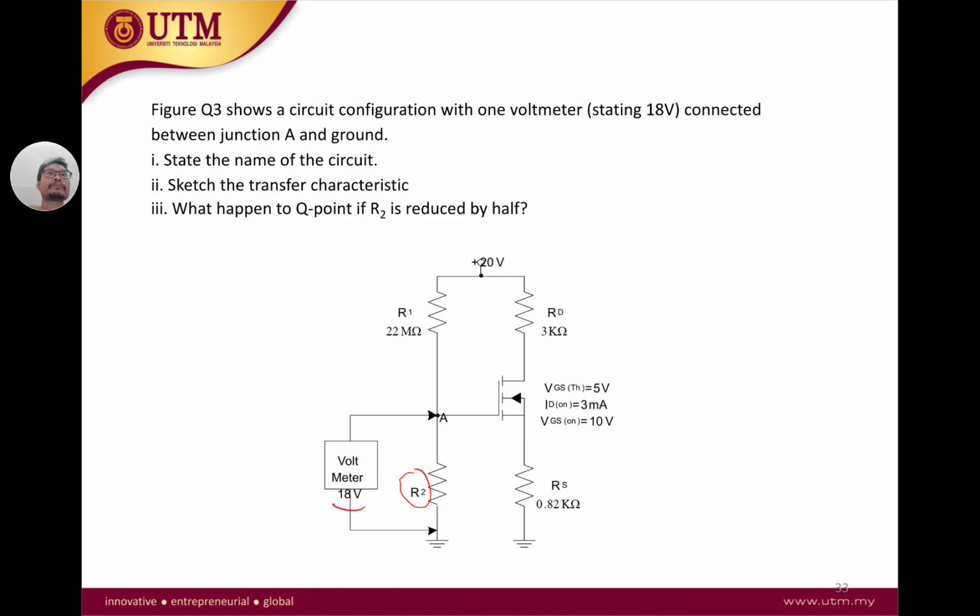So remember that your VThevenin is simply 20 R2 over R1 plus R2, which is equal to 18 volts for the original R2. So this is VR2, the voltage across R2, which is VThevenin, 20 R2 over R1 plus R2. Now if R2 new is equal to R2 divided by 2, so we are reducing the resistance R2 by half, and we're going to call it R2 new.